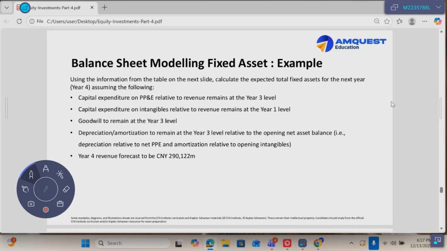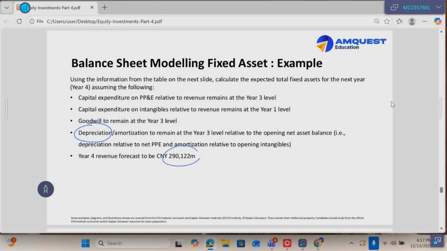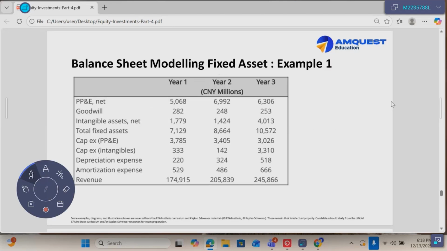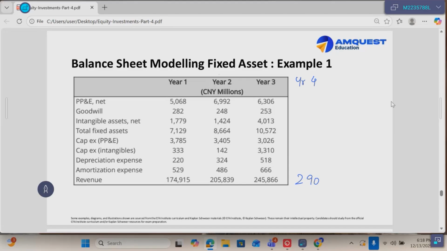Okay, so here they are giving us a formula. So depreciation is calculated to remain at year 3 level relative to the opening net asset balance. Okay, I'll show you what is to be done when we reach the sum. And then they have given us a revenue forecast of 290,112. So let's see the data. So new revenue, year 4. The revenue I'm estimating is how much? 290,112. This is what they have given me.